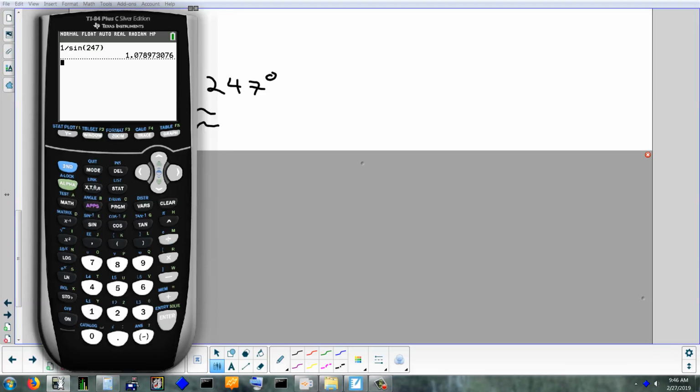Now, if I hit enter, that's wrong. What did I do wrong? I didn't put it in degrees. Okay, very easy mistake to make, but because the little circle's there, I still didn't get that. Can we redo that? You just have to hit 1 and hit divide. So you type 1 divided by sine of 247.